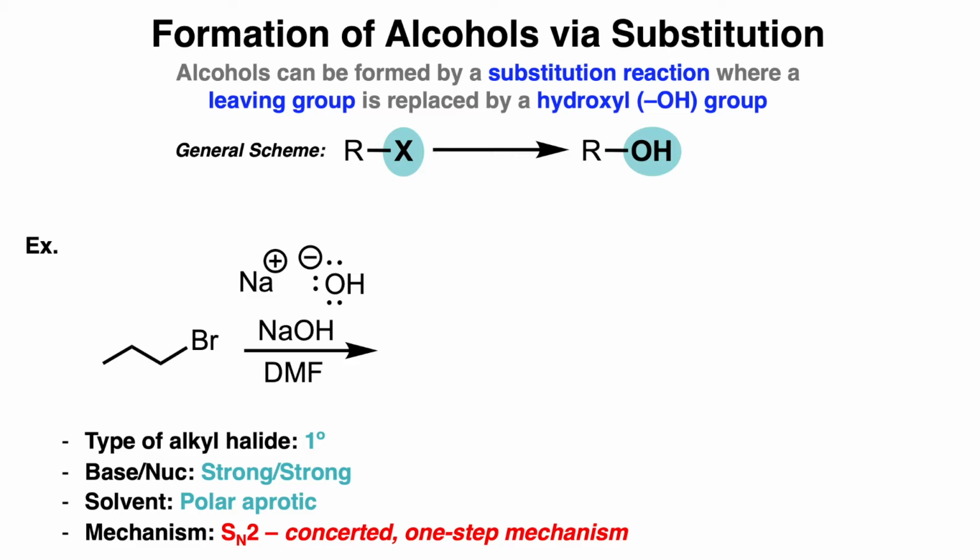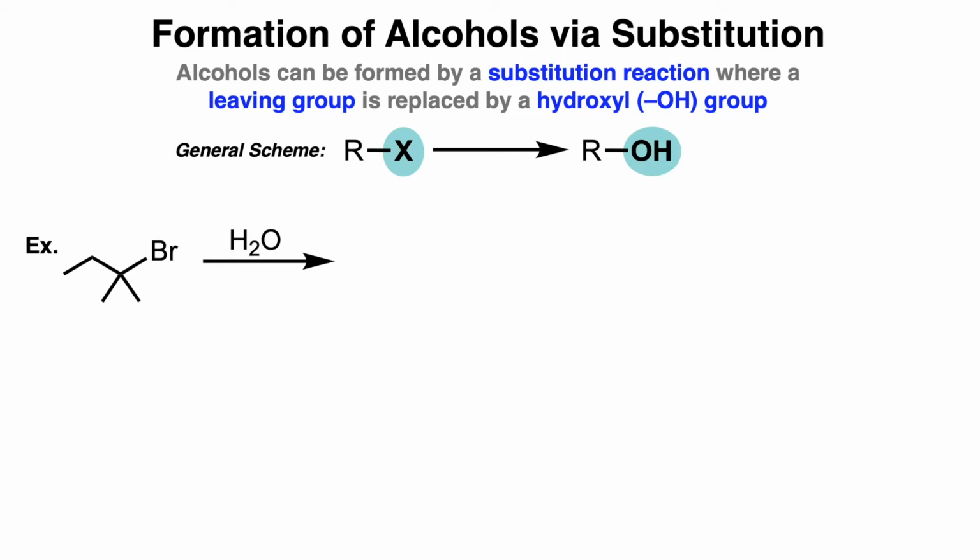Since SN2 is a concerted one-step mechanism, OH- attacks the alpha carbon at the same time that the leaving group leaves to form a new lone pair on bromine. This produces a primary alcohol and NaBr.